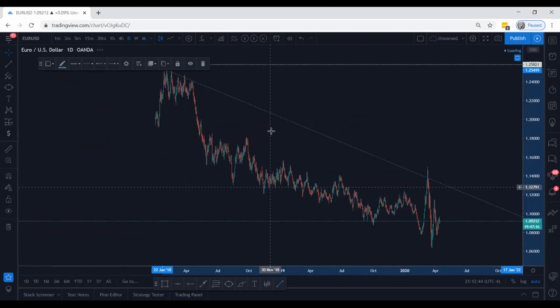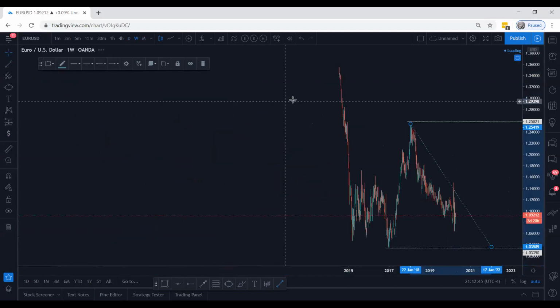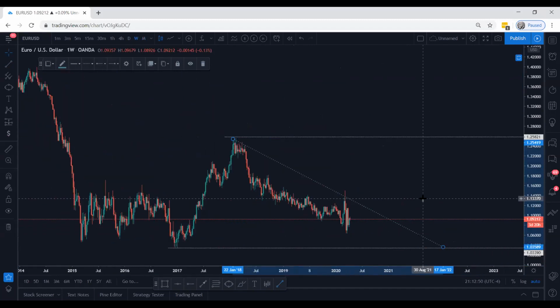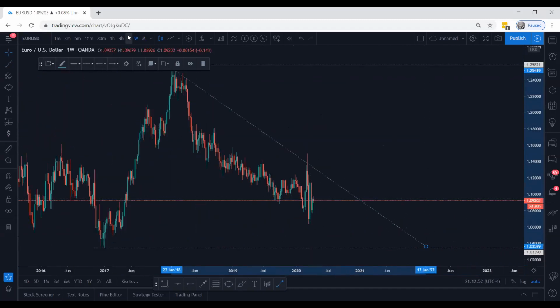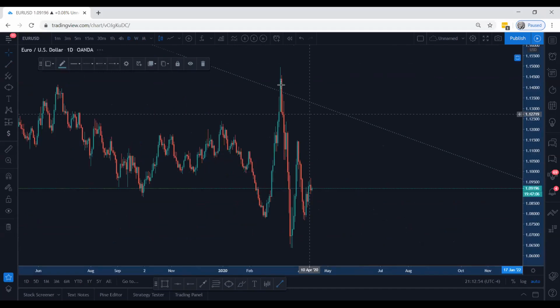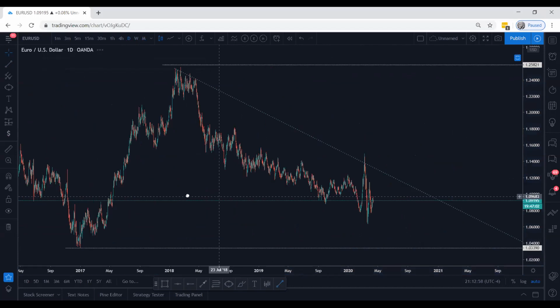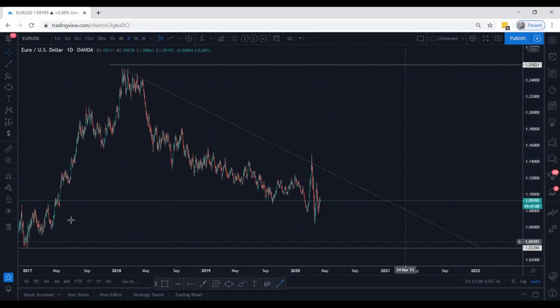And then as you can see, on the weekly, I drew through this wick on purpose. When you go down to the daily, you can see that this wick turns into a candle. So you always want to be aware of that, because just that wick is 100 pips right there.